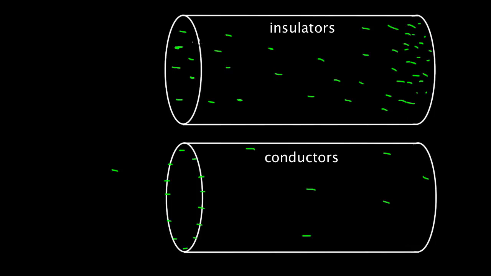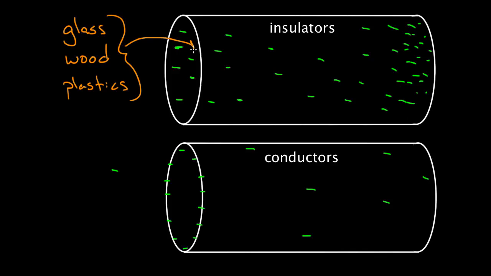So what physical materials actually do this? What physical materials are insulators? These are things like glass is an insulator, wood is an insulator, most plastics are insulators. All of these display this kind of behavior where you can distribute charge and the charge can't flow through it. You can stick charge on it. In fact, you can stick charge on the outside edge and it would just stay there.